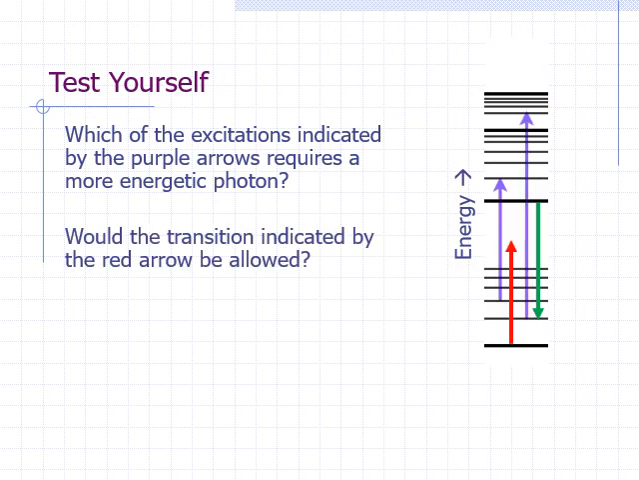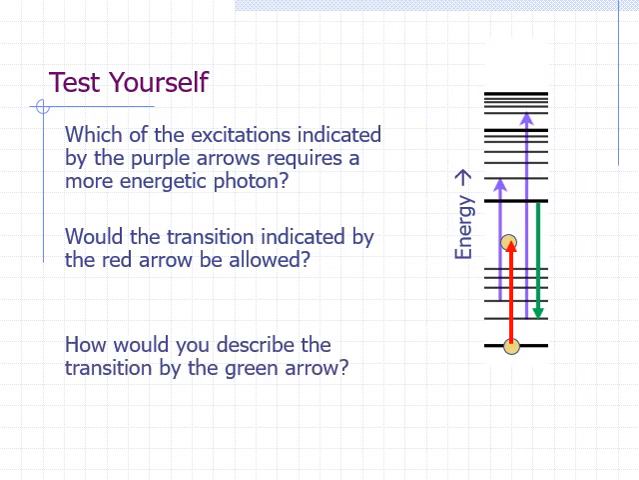Would the transition indicated by the red arrow be allowed? The transition would take the molecule from this energy level to this energy level, which is not allowed. The excitation is not allowed. The molecule will not absorb the photon.